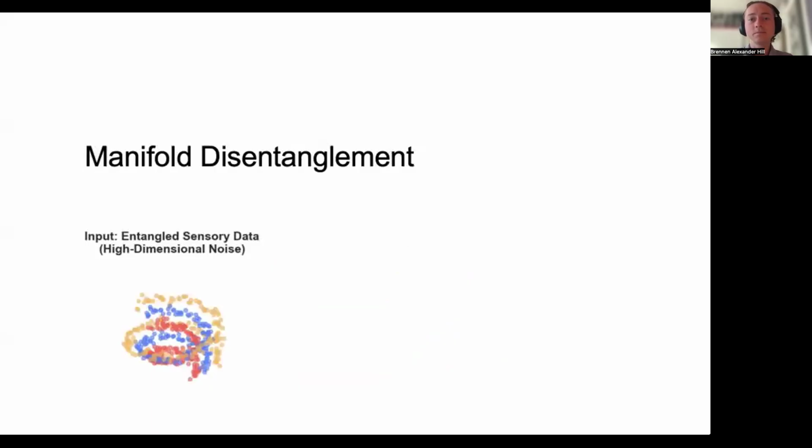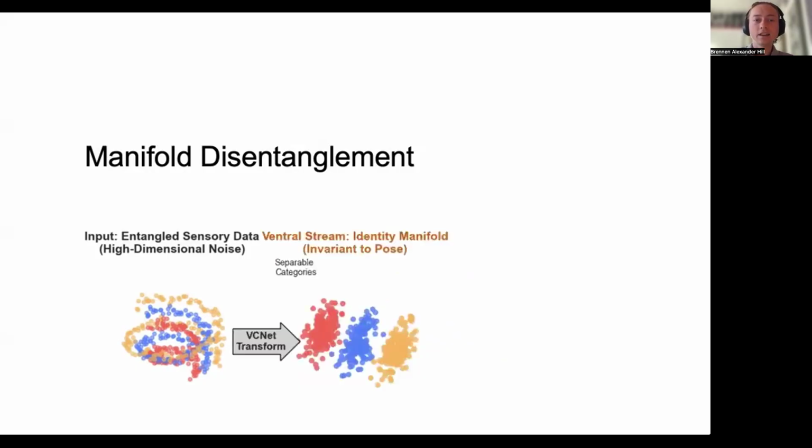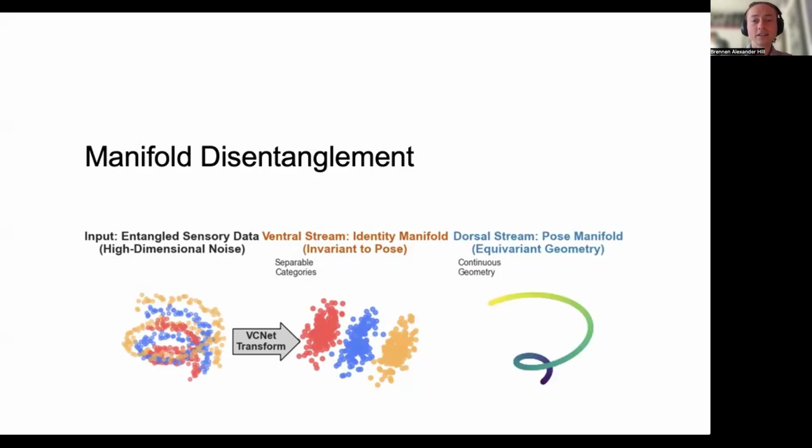The second major principle is manifold disentanglement. Raw input is entangled. In a high-dimensional space, the manifolds of a cat and dog might be twisted together due to changes in lighting, rotation, or position. VCNet's dual stream architecture acts as a transformation engine. The ventral stream attempts to flatten the manifold to be invariant to pose, keeping identity constant, while the dorsal stream learns manifold equivariance to pose for spatial relationships. The result is a representation where semantic categories are linearly separable, making classification robust and efficient.